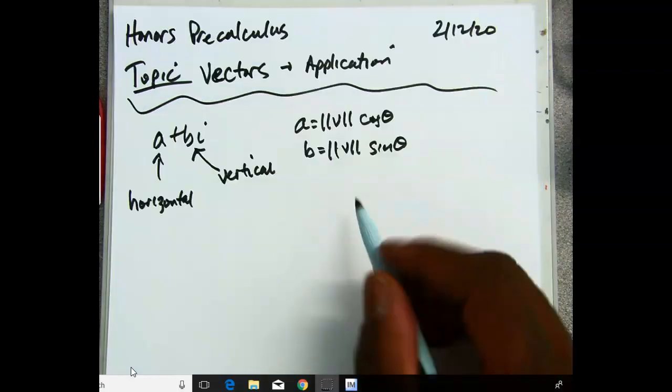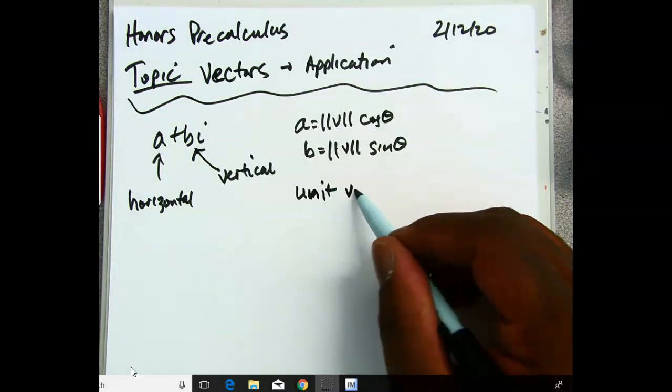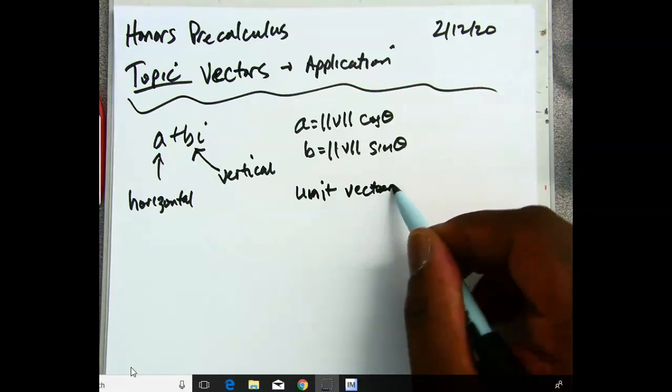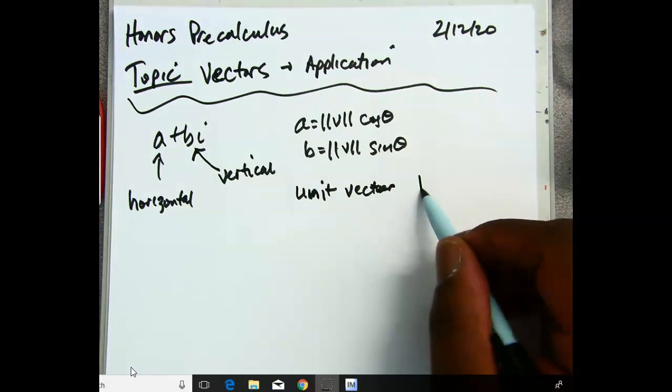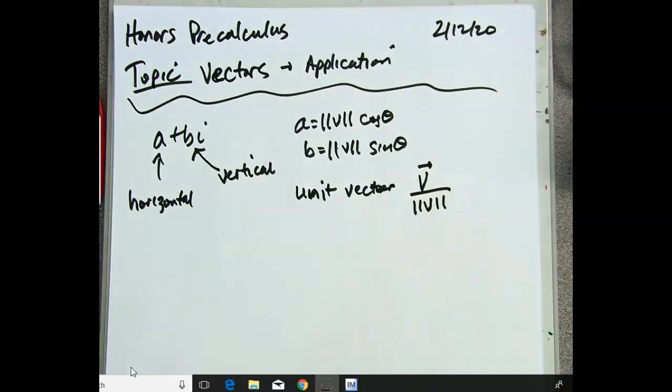We also know from yesterday that our unit vector is equal to the vector divided by the magnitude of that vector. And the magnitude of a unit vector is equal to 1. So now we're going to take a look at some actual application problems of vectors.